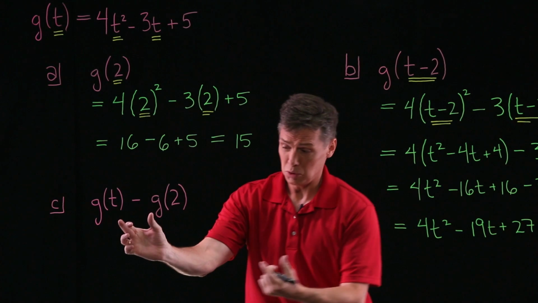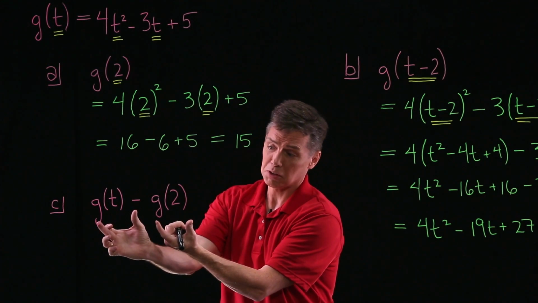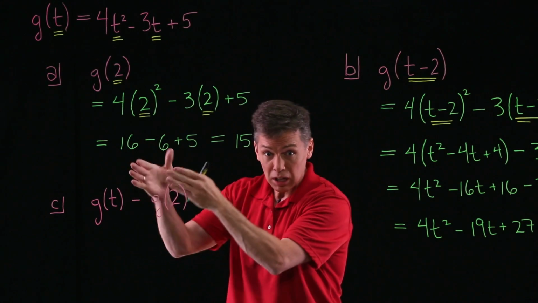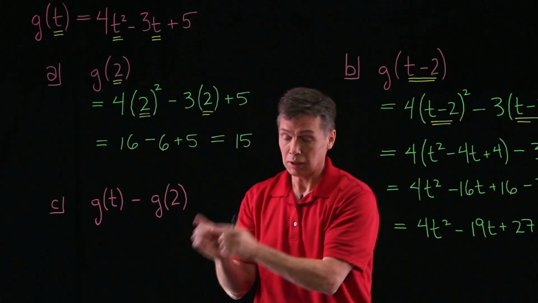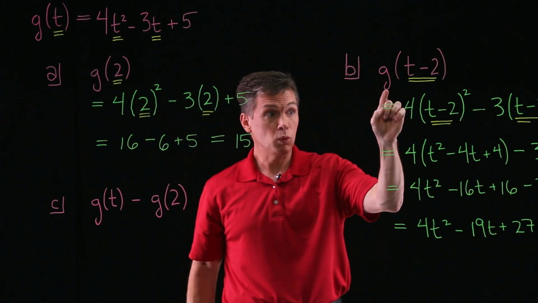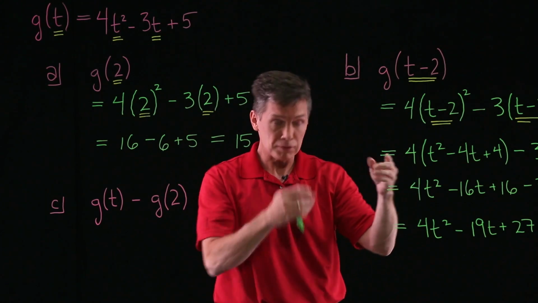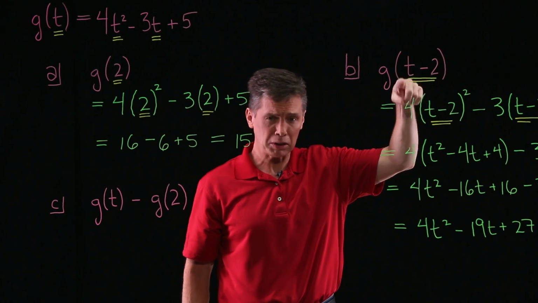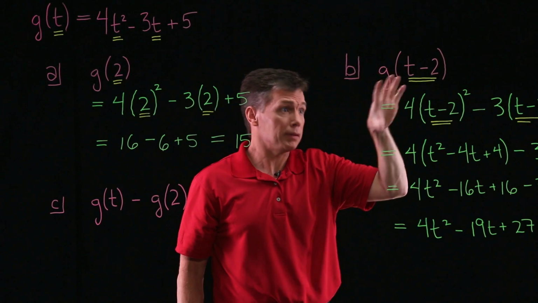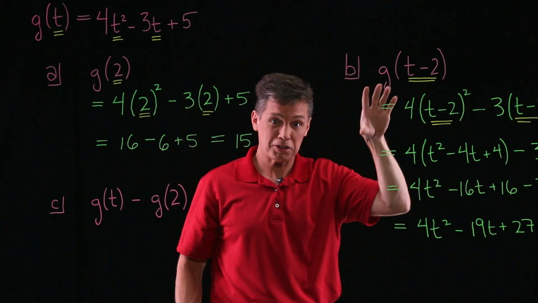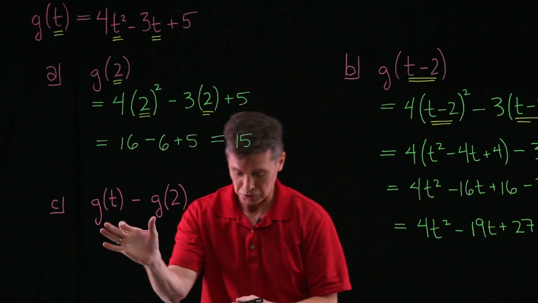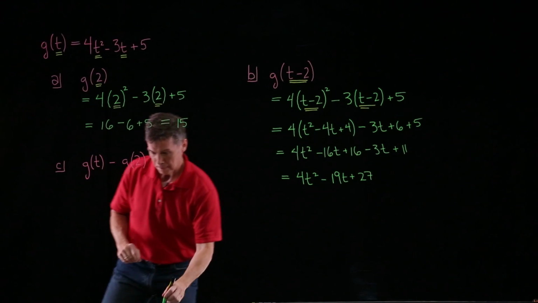There are actually two different occurrences of the function notation. I'm just trying to point out that I have two different g of's in part C, and it's very different than part B, where I only had one g of, even though there were a couple things going on inside of the parentheses. That was just one incidence of the function notation. Go over here, two incidents of it. So I'll just take each one slowly.